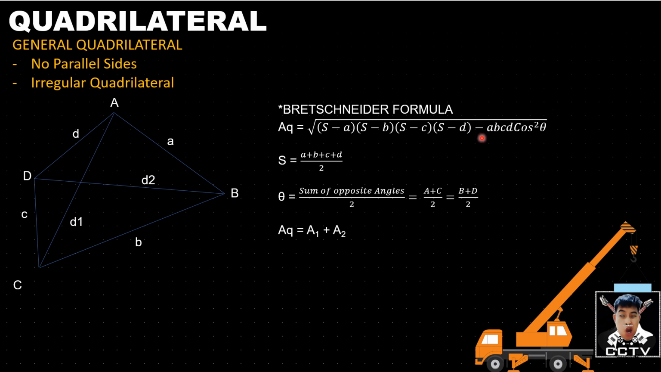And of course, you can use 2 triangles again. Ayan. 1/2 A times D, itong triangle na to, triangle ABD, A times D sine A. And of course, 1/2 B times C times sine of angle C.